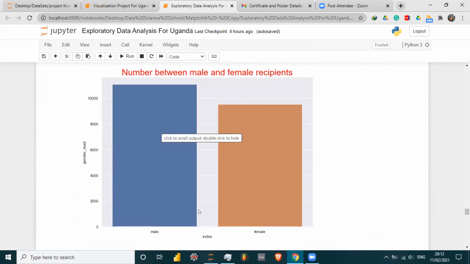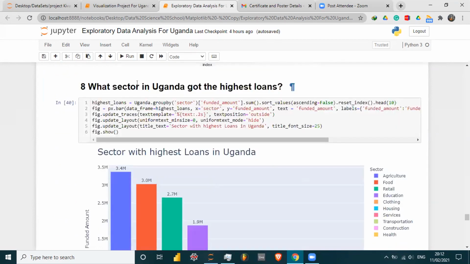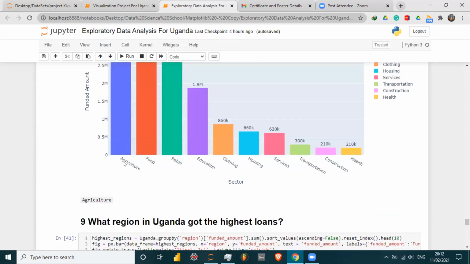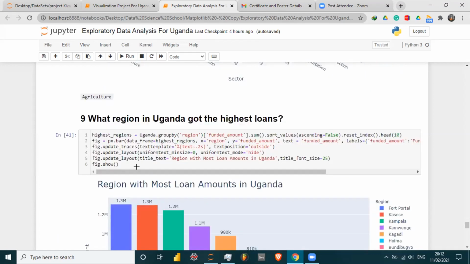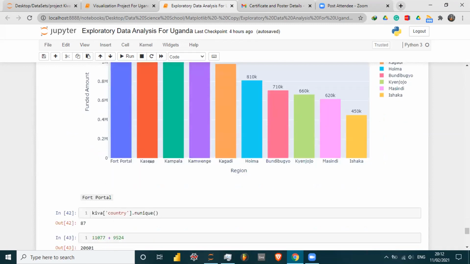And question 8: what sector in Uganda got the highest loans? So here I used the funded amount to check the sectors that had the highest loans in Uganda, and food agriculture came first and food came second. And for the regions that got the highest loan amounts, we see Port Portal came first and Kasese came second.